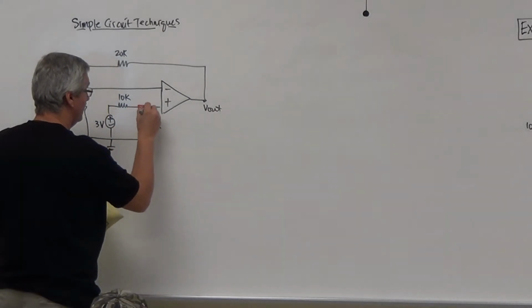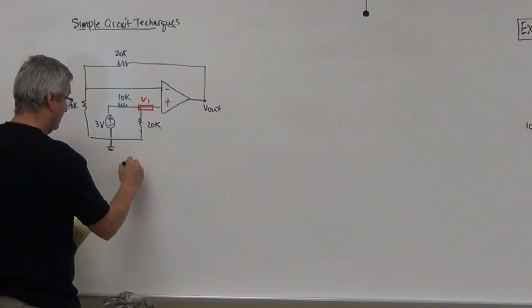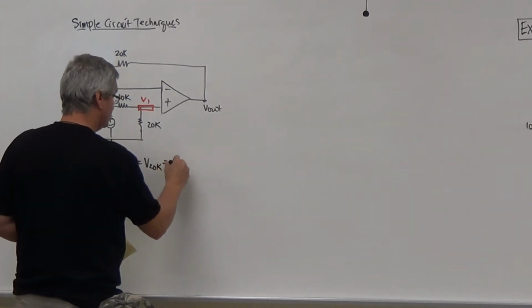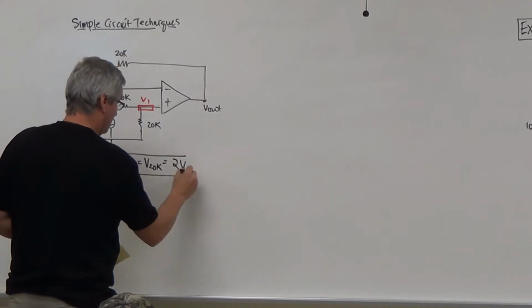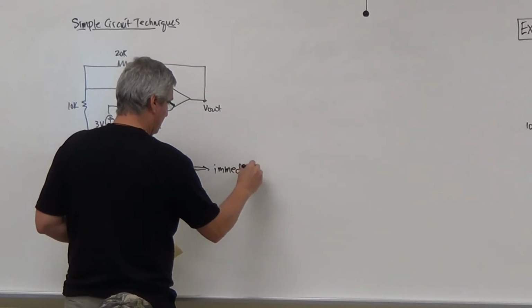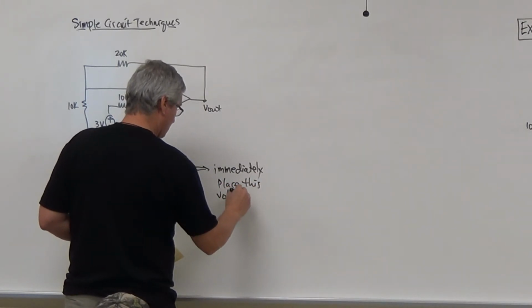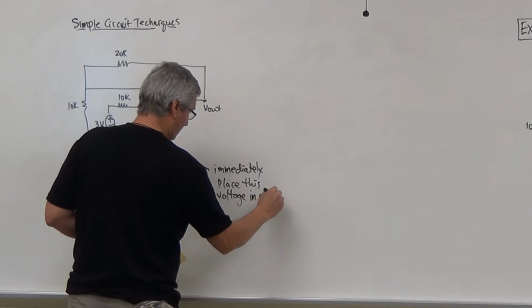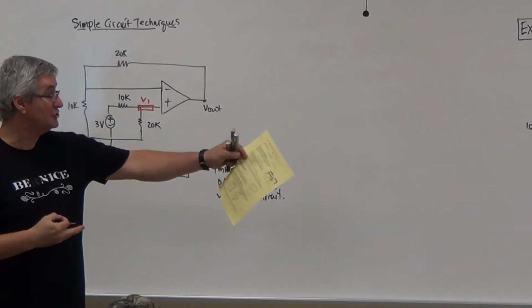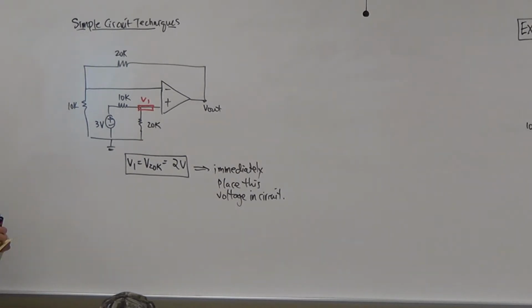When I look at V1, which is the same as the voltage across the 20K, we already saw that this was 2 volts. So this implies that I can now immediately place this voltage in the circuit. I still think this is a fairly straightforward circuit, but it's super important that you do that after you write the node equation. You'll see it makes a difference when we get to more complicated circuits.